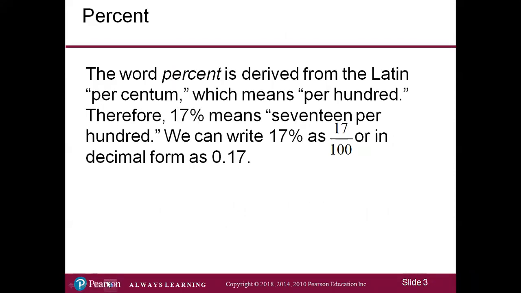The word percent is derived from the Latin per centum, which means per hundred. Therefore, 17% means 17 per hundred. We can write 17% as 17 divided by 100, or in decimal form as 17 hundredths, 0.17.